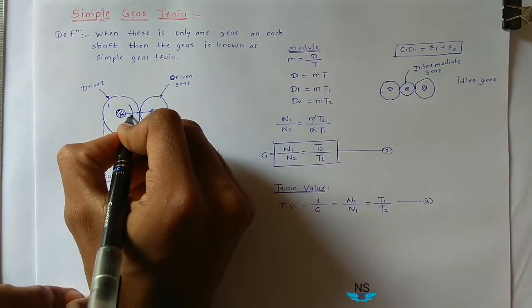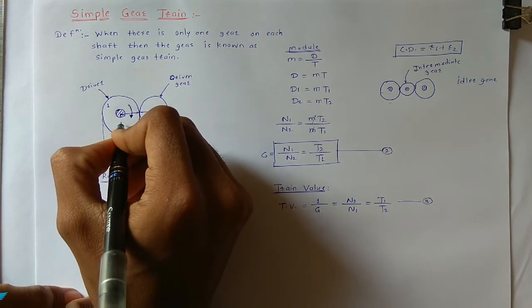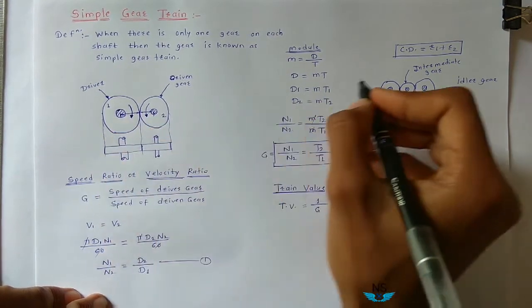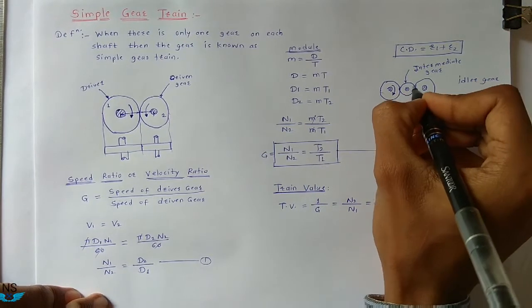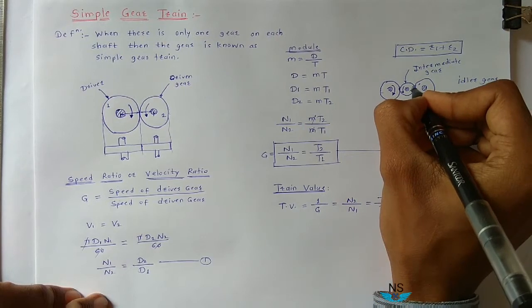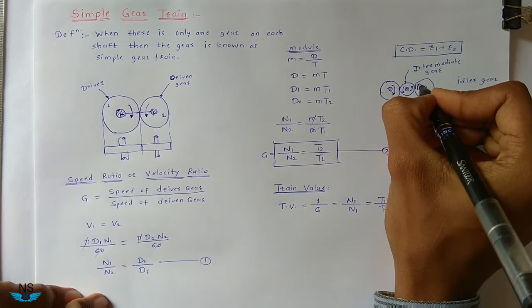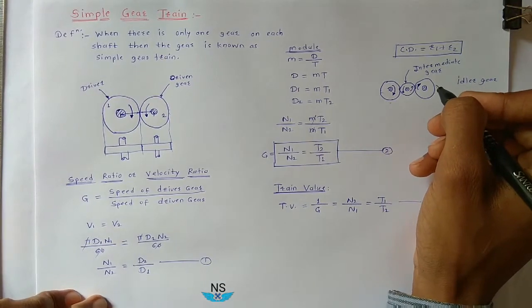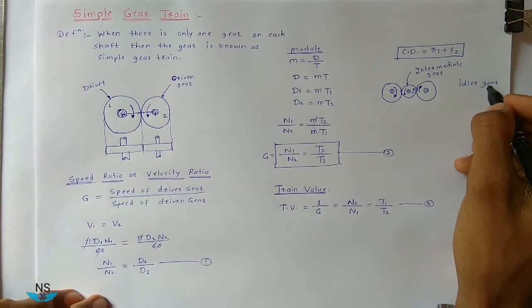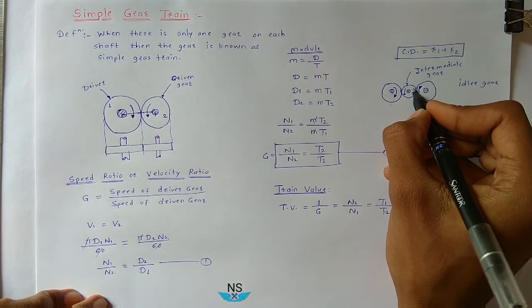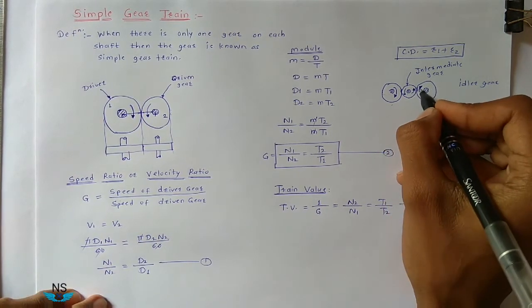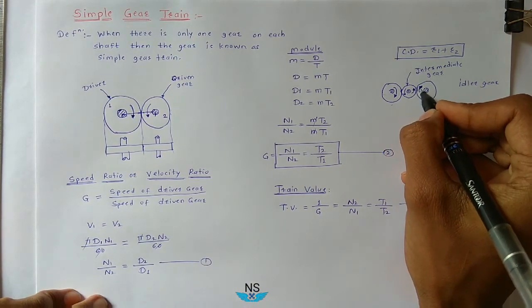Now, if the direction of this gear is clockwise, then the direction of this gear is anti-clockwise. If the direction of this gear is anti-clockwise, the direction of this gear is clockwise. So the function of the idler gear is to act as an intermediate gear, and second, to get the desired direction of gear.